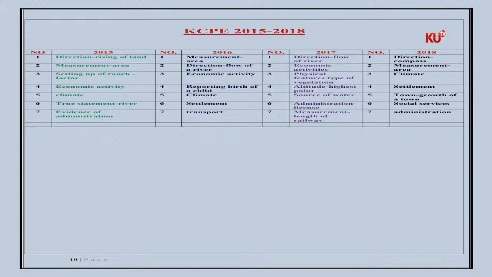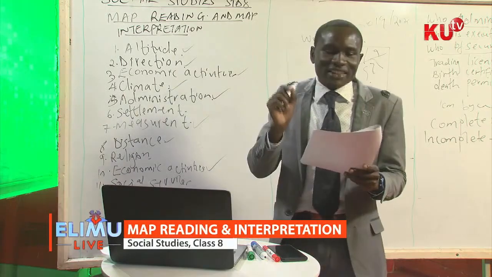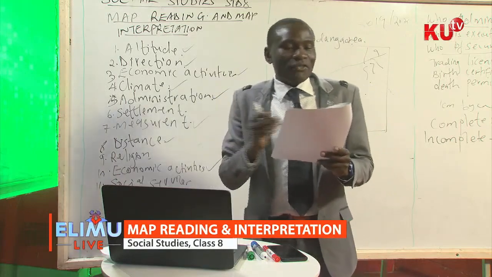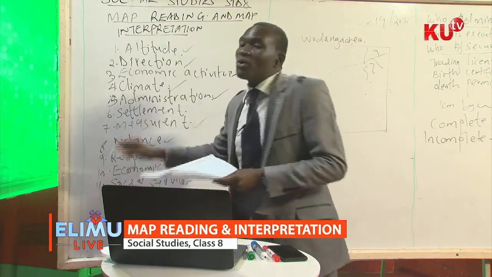2017, you can also see direction, the flow of a river, which was again set in 2016 question 2. Economic activities, physical features or type of vegetation, altitude, source of water, administration, license. We have covered that. Then measurement. Look at 2018, we have compass direction, measurement, settlement. The town has grown due to social services and administration. Again, 2015 to 2018, they are still revolving around what we have covered today, meaning that there is nothing new there.